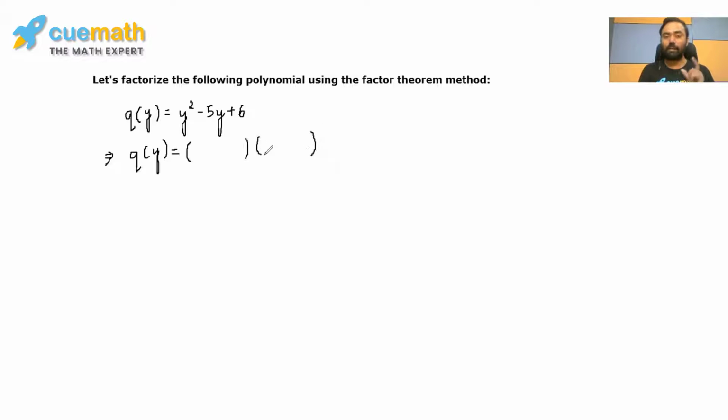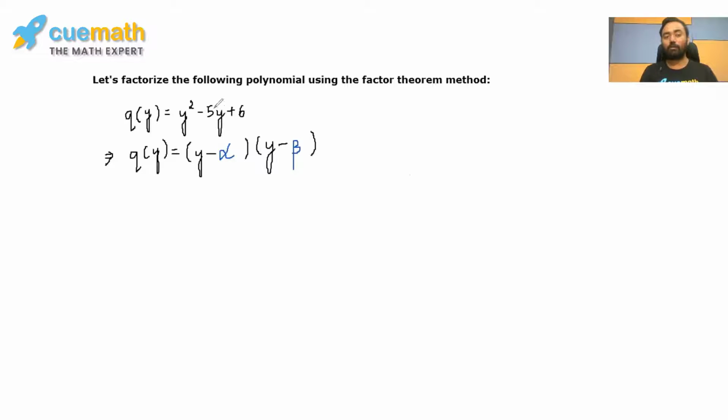Since the variable in this polynomial is y, it is going to be y minus, let us consider the first factor is y minus alpha, and let us consider the second factor is y minus beta. Now we'll figure out how we can find the values of alpha and beta, and then we'll get to the factors of this given polynomial.